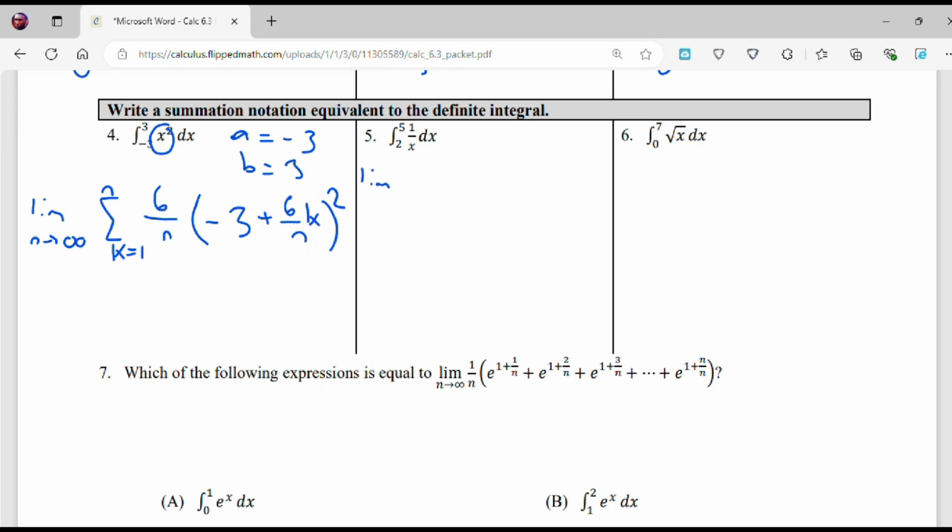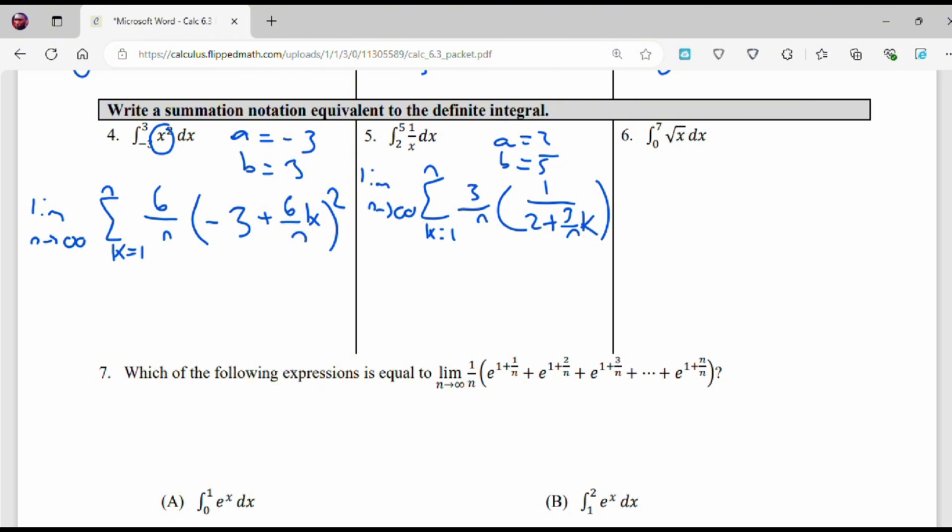So, limit as n approaches infinity. So let's write our a and our b. So a equals 2, b equals 5. So, sum of n rectangles, k equals 1, f of a. So, before we do f of a, we have to do b minus a over n. So b minus a is 3 over n. So f of a is going to be 2 plus b minus a over n times k.